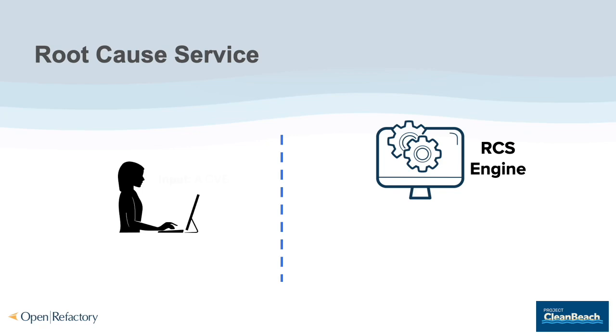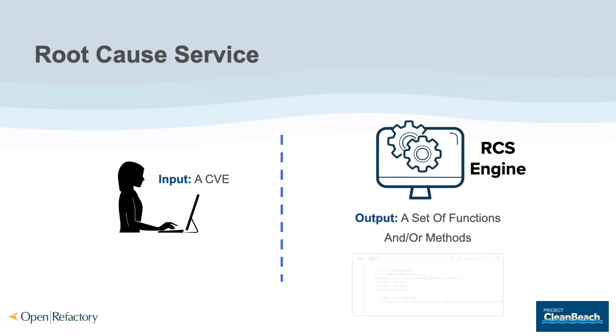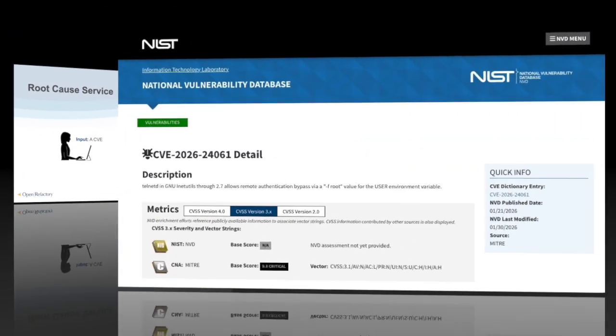You provide the CVE to Open Refactory's root cause analysis service. From the CVE information, the RCS locates the source code and analyzes it to determine the set of functions or methods that, when executed, will manifest the vulnerability. This result is returned to you as a JSON file. An example will show how this works more clearly.